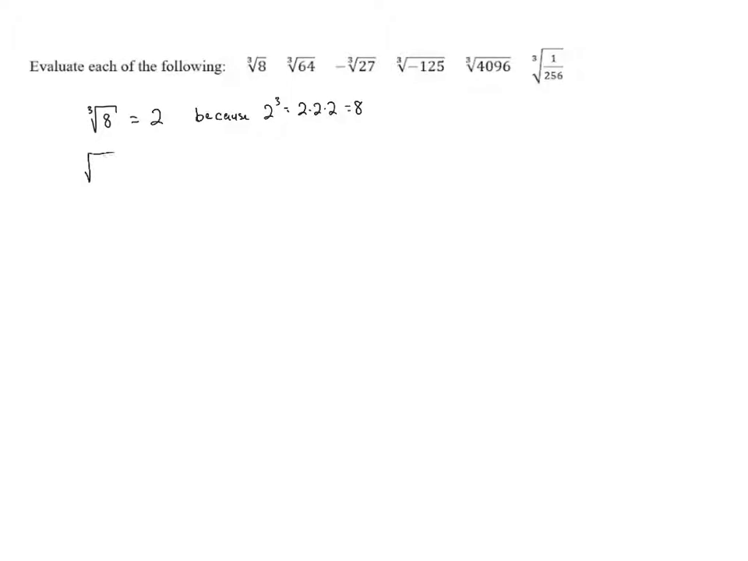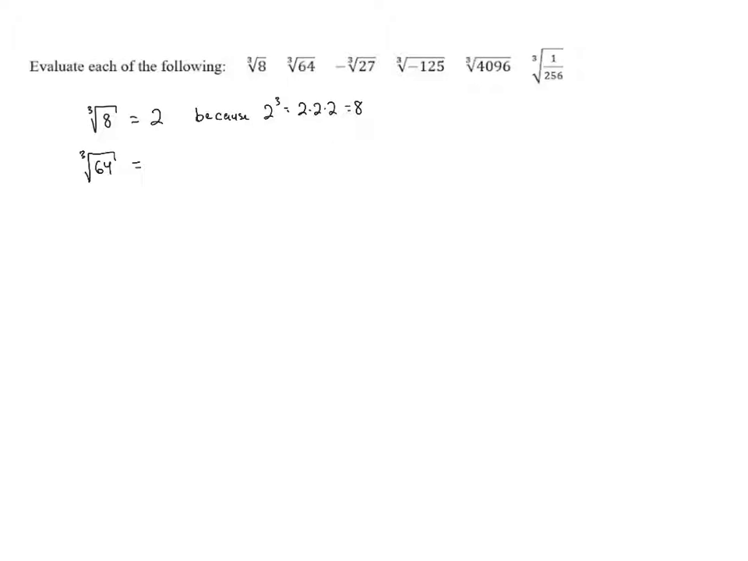Let's look at the cube root of 64. We need to know what number we can multiply by itself 3 times, something times something times something, to get 64. And it's not 2. We know 2 cubed is 8, so we need something bigger. It can't be 3 because an odd number times an odd number times an odd number won't give us an even number. So we could try 4.